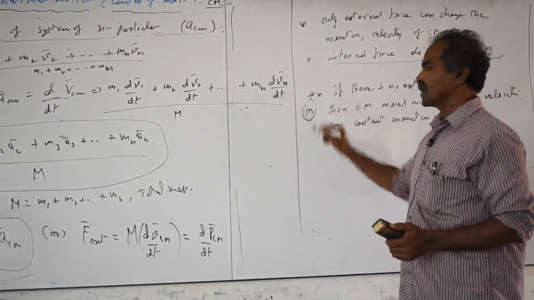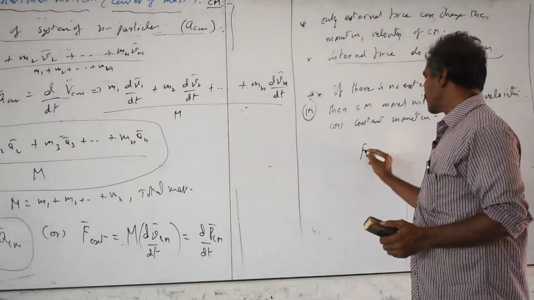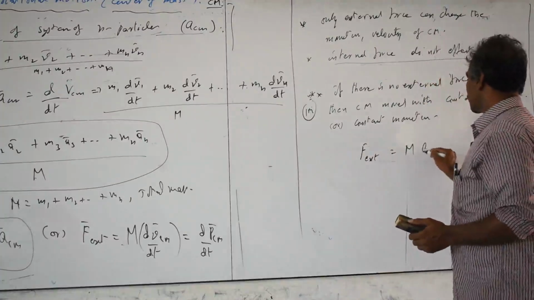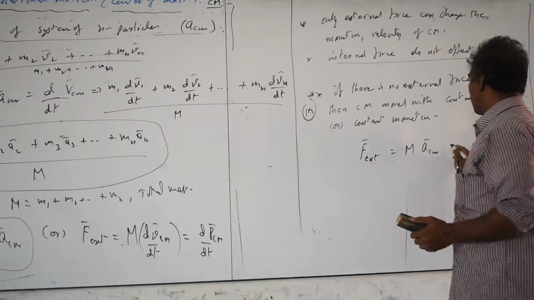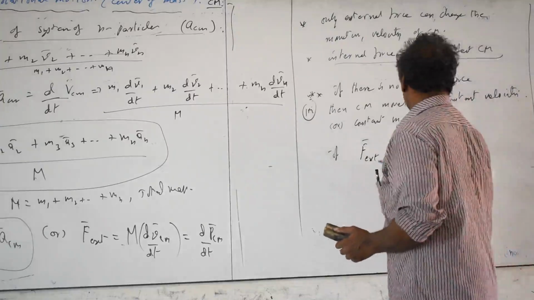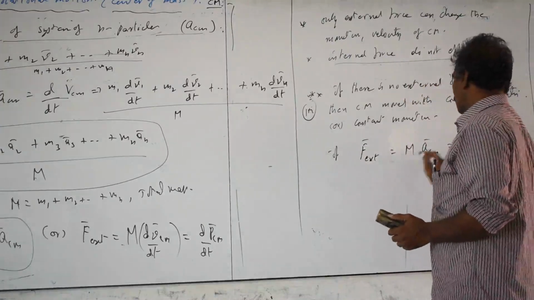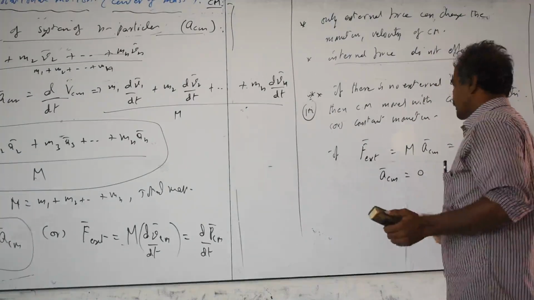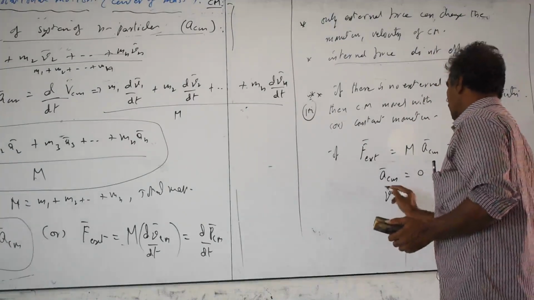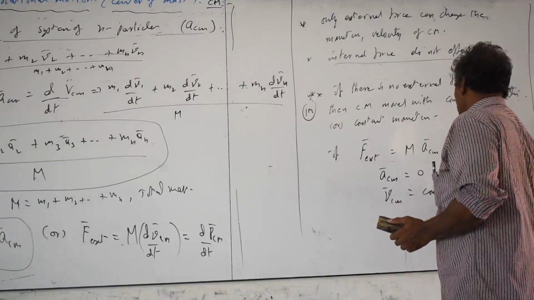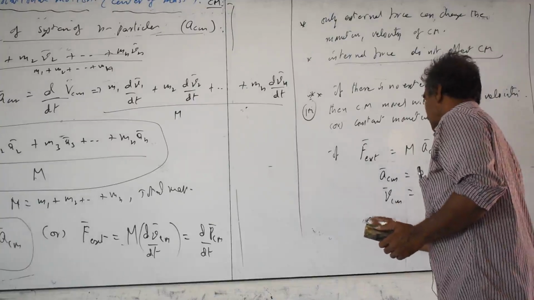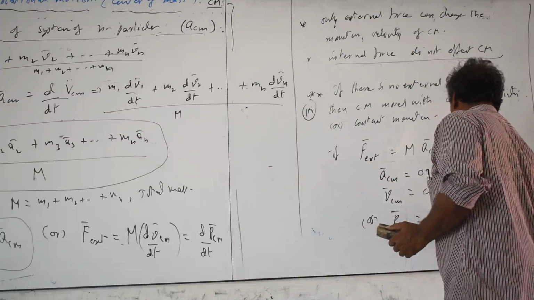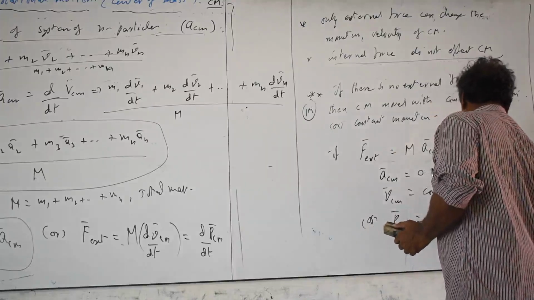Important ones. That means we can write the expression as F external is equal to total mass into acceleration of center of mass, which is equal to 0. We have taken it as if external force is equal to 0. Therefore, since mass is not 0, the acceleration of center of mass is equal to 0. There is no acceleration, which means velocity of center of mass is constant, or momentum of center of mass, P CM, is equal to mass into velocity of center of mass, is also constant.